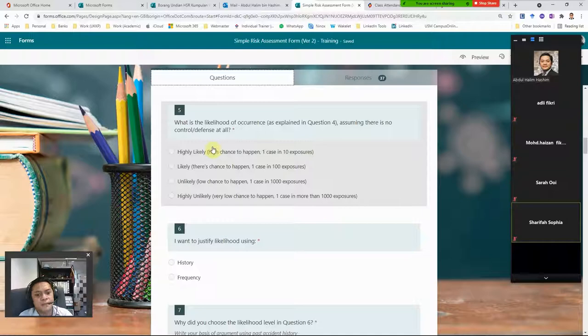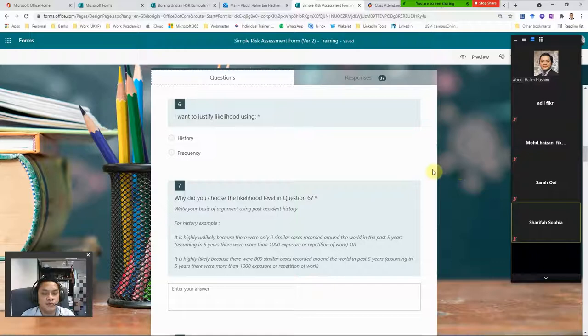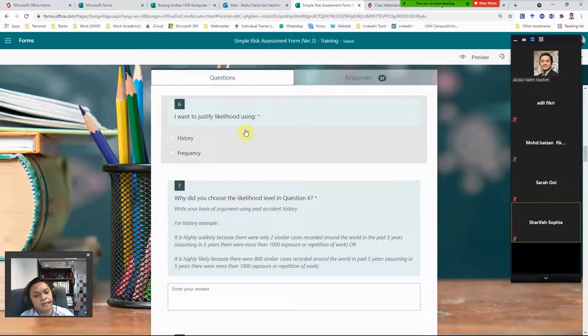So don't treat this question like a lottery, or like you're doing an MCQ exam, just guessing when you don't know. Then question 6 asks you which aspect you want to use: history or frequency. And then question 7 will ask you to explain your choice in question 6.